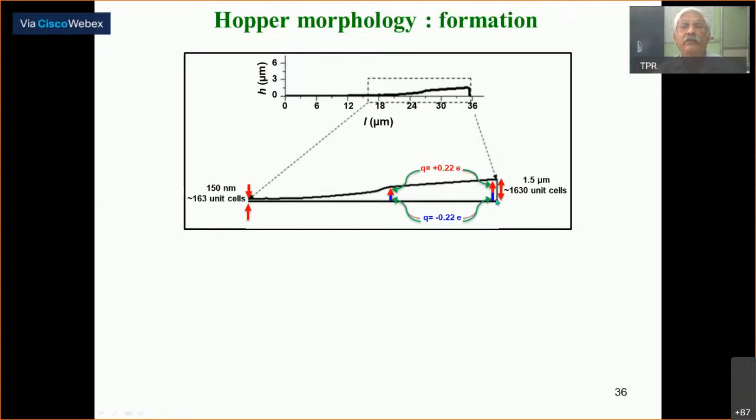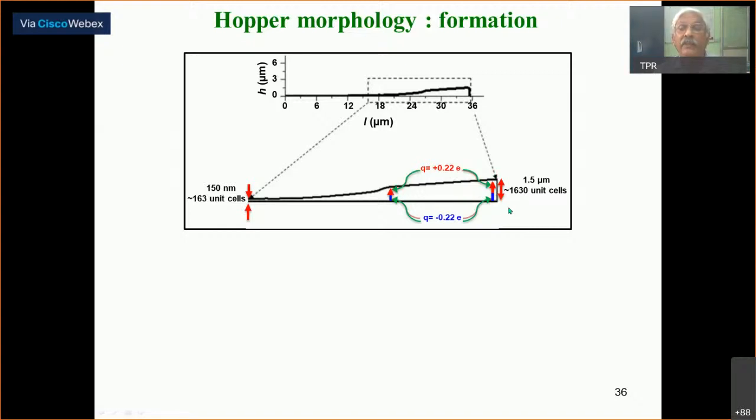You can actually calculate the number of unit cells which will come within this thickness of the crystal, which is about 1.5 micron at this end and about 150 nanometers at this end. And there is a steep step here, which is very important, as I will show you later on. And you can calculate roughly what will be the charge on these dipoles and what will be the dipole moment, the crystal dipole, rather than the molecular dipole moment and so on.